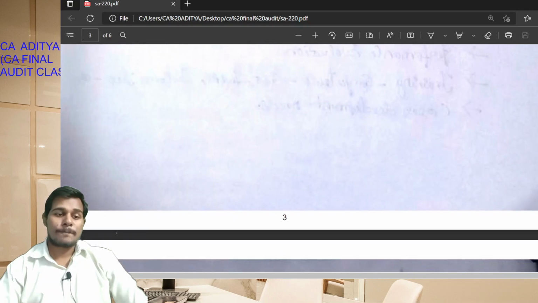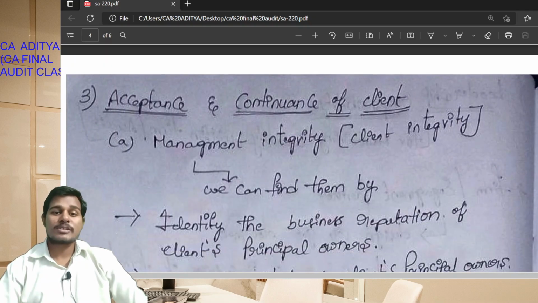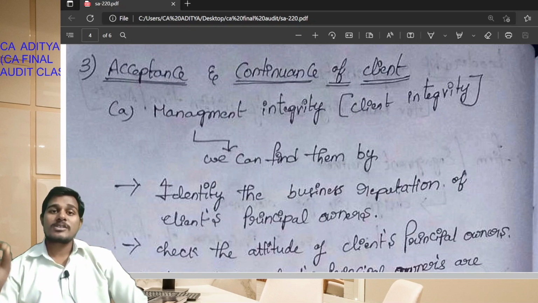Okay students, next topic, acceptance and continuance of client relationship. In the case of acceptance and continuance of client relationship, the CA firm or engagement partner should look into management integrity, that is the integrity of the client. We have to check management integrity and integrity of the client while accepting and continuing a client relationship. And we should also check the competence, capability, time and resources of the audit firm or the engagement partner.